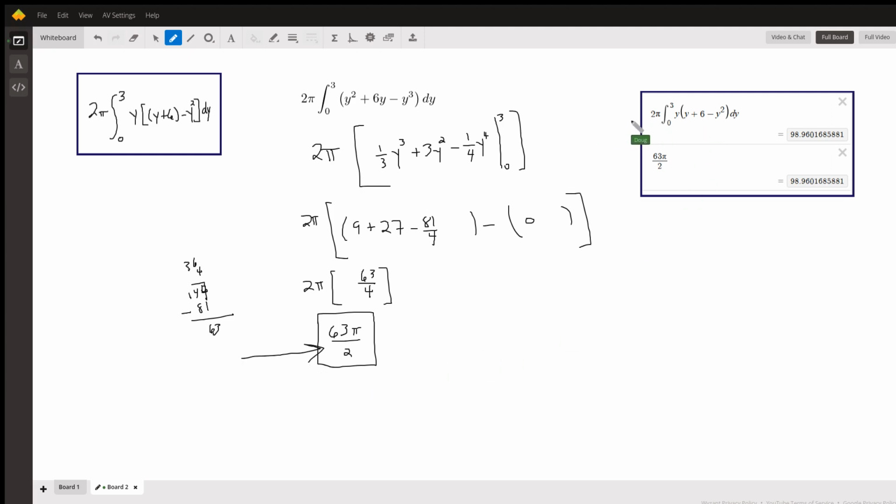Here's confirmation. There's the definite integral from Desmos, and you can see 63 pi over 2 has the same decimal approximation. Okay, there you go.